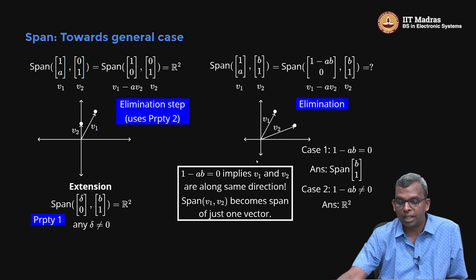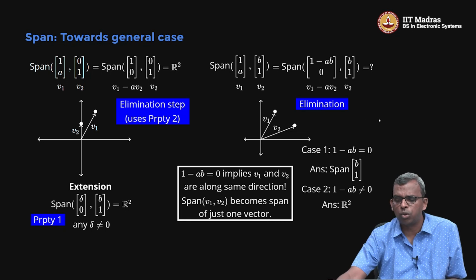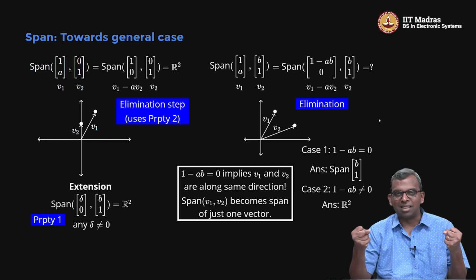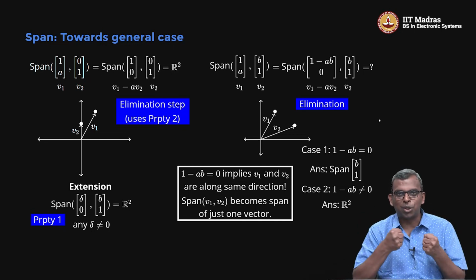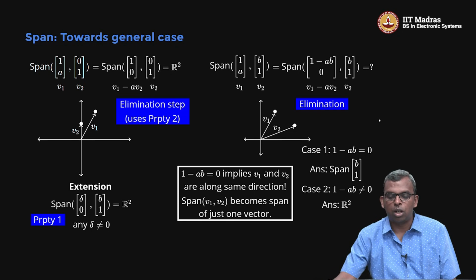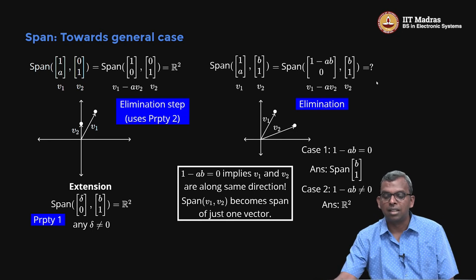Okay. So when two vectors lie along the same direction, their span is going to be the span of just one vector, and you get just span of B1. But when 1 minus AB is not equal to 0, these two end up lying in different directions and you get the entire R2. Okay, so this notion is sort of crucially important. As you move towards the general case, you're going to get some number like this, like 1 minus AB. Something has to be non-zero or 0, which determines whether the two vectors are on the same line or not. And that is going to decide whether or not the span is going to be the line or the entire R2. Okay, so you can see where I'm going.